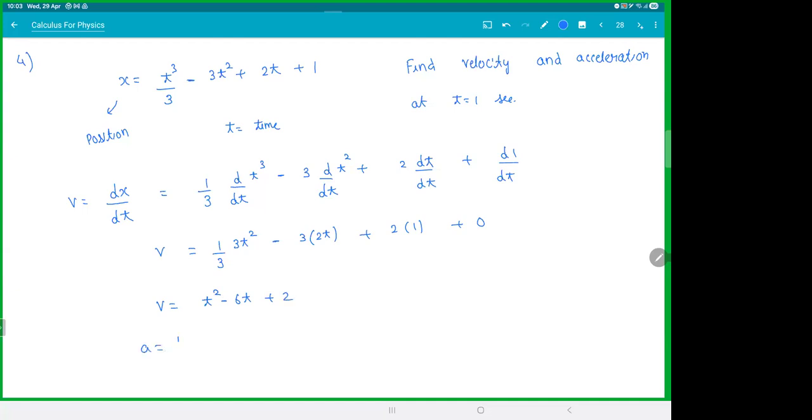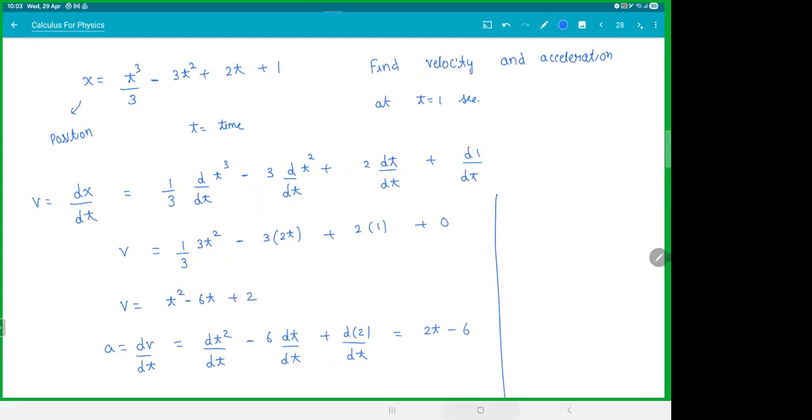What is the acceleration? Differentiate the velocity again. So you have to differentiate this stuff again. That's dt square by dt. 6 will come out, dt by dt, and 2 का differential. Please ask me if anyone is not clear with something here. This will be 2t minus 6. So there, you got your acceleration and you got your velocity.